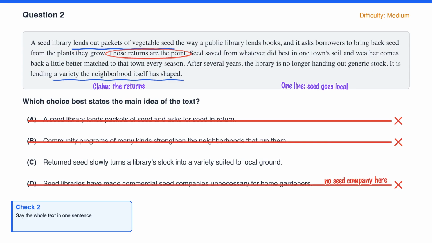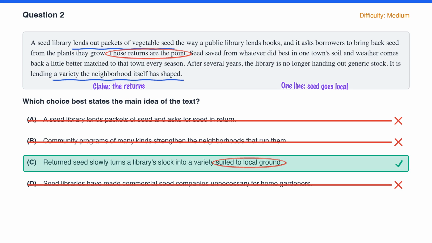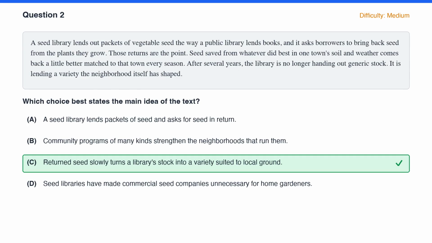Knock it down. C says returned seed slowly turns the stock into a variety suited to local ground. That lands exactly on our prediction and it keeps the whole point. We lock it in. That one is right, because we found the claim where the author put it in the middle. The main idea is not always the last line. It is the sentence the rest of the text serves.